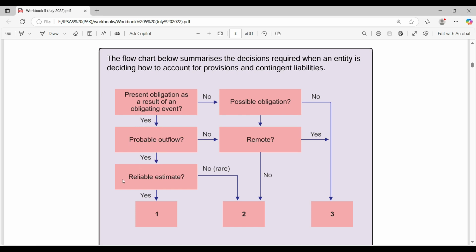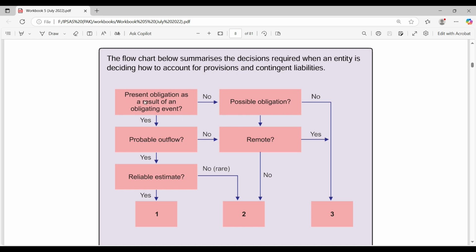Yes. Whether you are in a position to find a reliable estimate? Yes. It means that there is some amount you have to pay and that amount can also be estimated. You are in a position to estimate the amount. It means that you fix a provision in the financial statement with a reliable amount, an estimated amount. This is in the case of scenario 1.